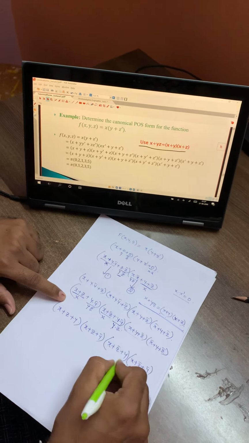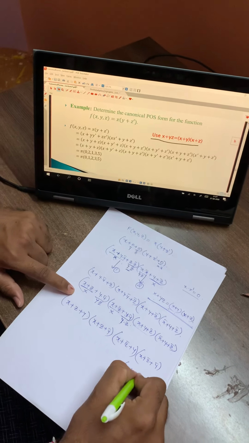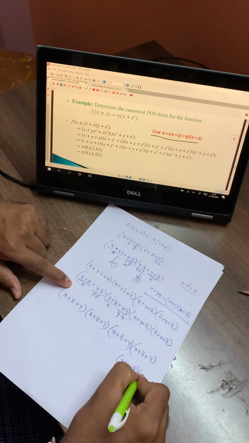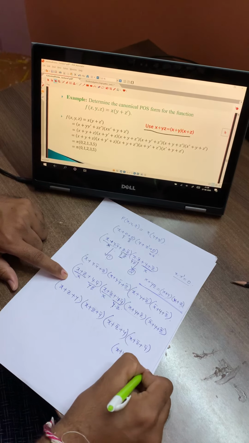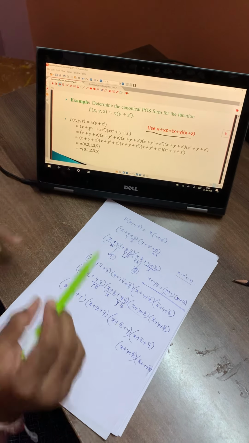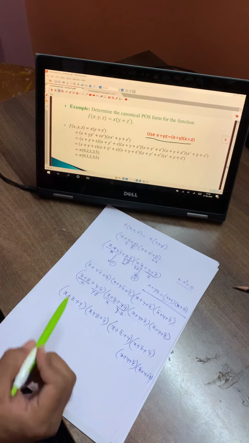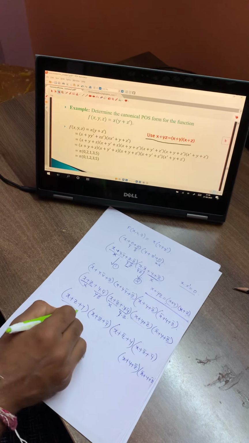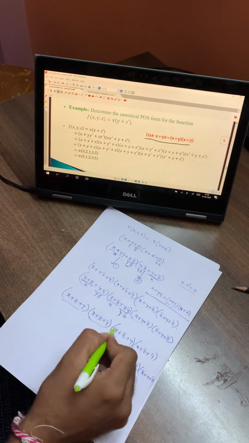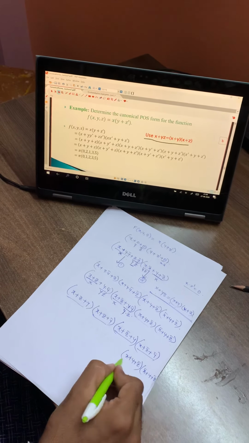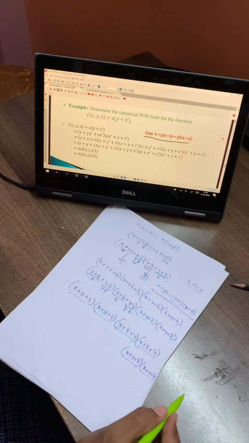Then the same thing you represent over here: x plus y plus z, x bar plus y plus z. So this is the final expression you got. These are all standard POS forms. If you take every term here, this is a 3 variable term, this is a 3 variable term, so every term has 3 literals.